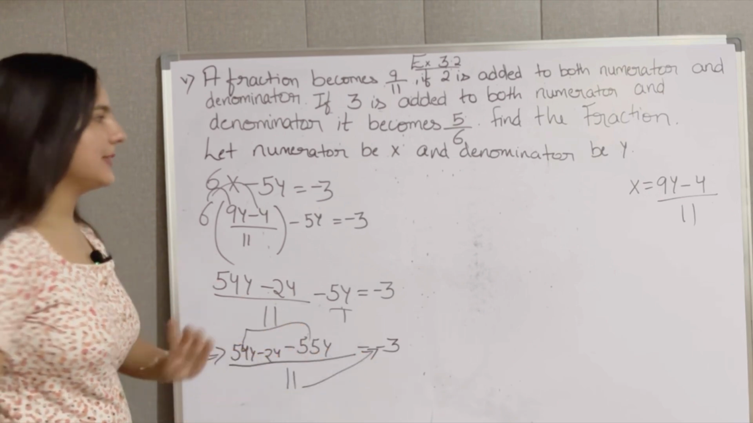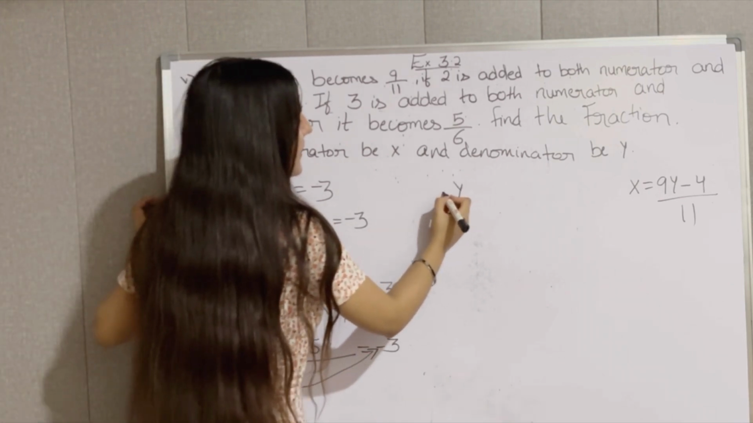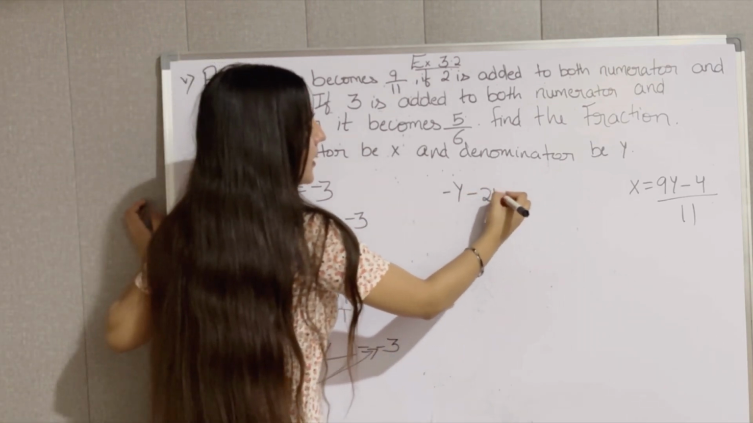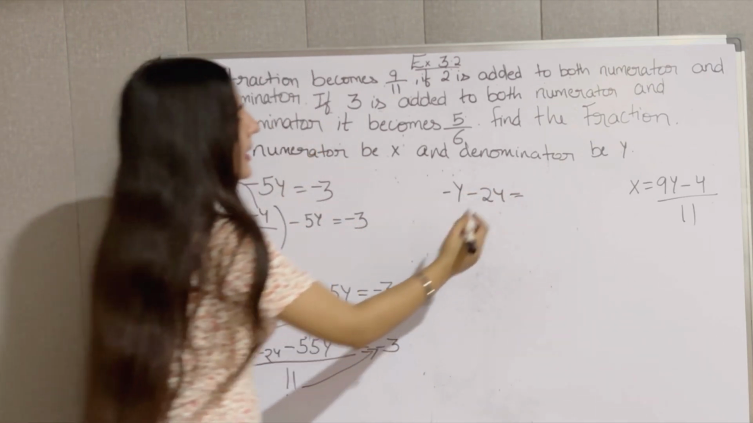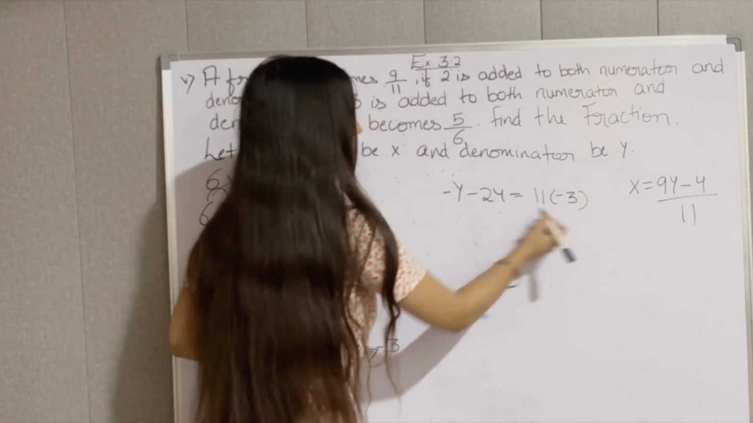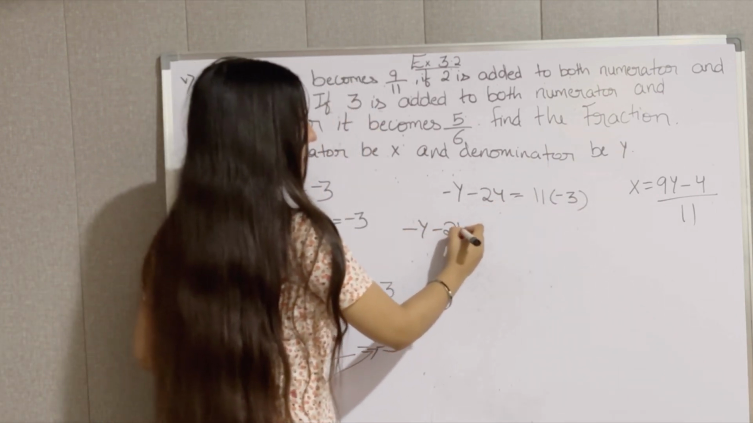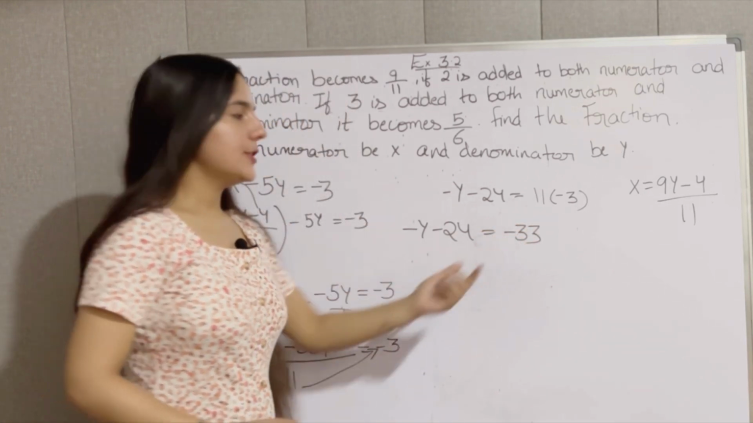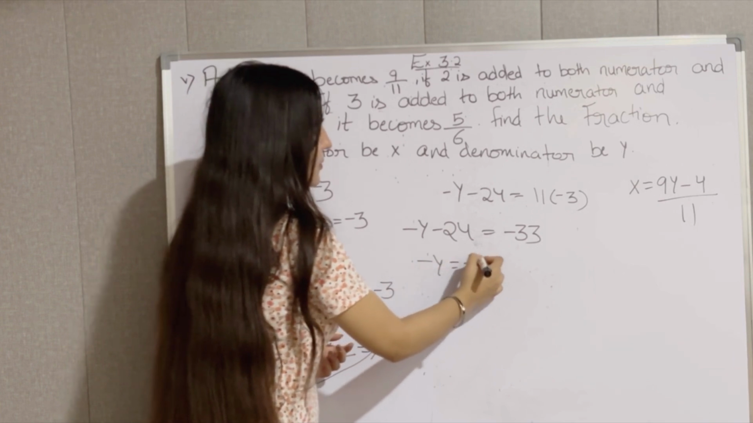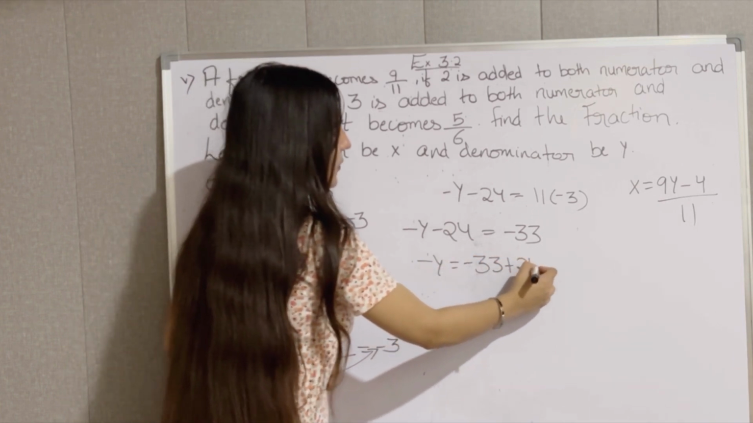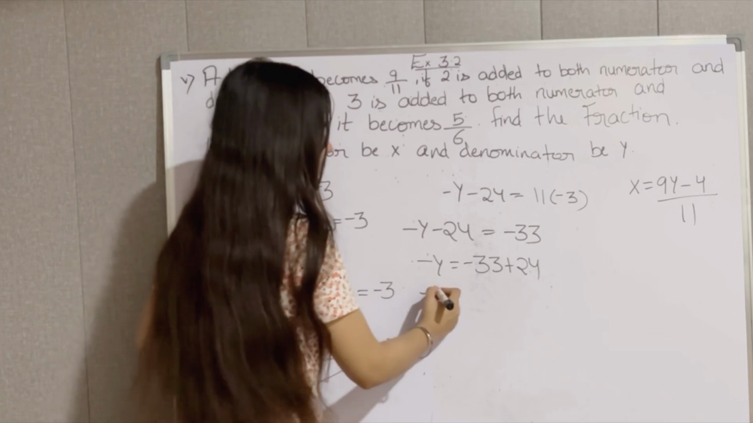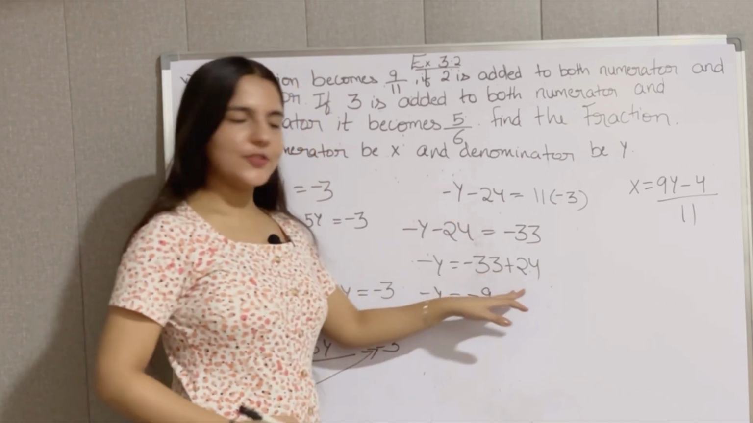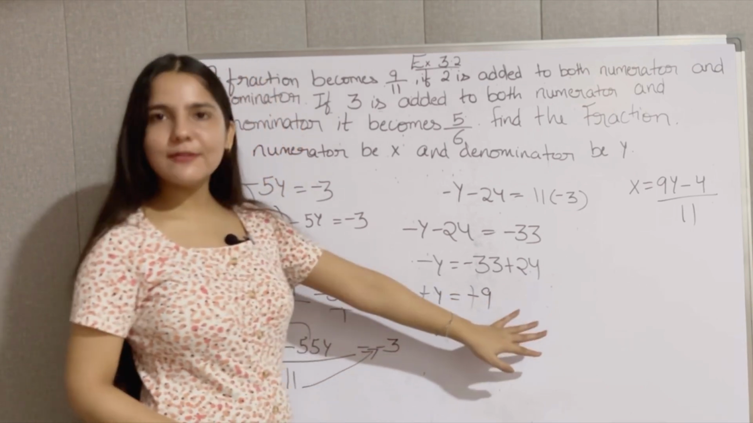54 minus 55 gives us 1, that is y. It will be minus because 55 is bigger and 54 is smaller. Then minus 24 is equal to 11 into minus 3. So 11 into minus 3, minus y minus 24 is equal to minus 33. Now minus 24 will go across, so minus y is equal to minus 33 plus 24. 33 minus 24 is 9, but minus because 33 is bigger. Minus and minus cancel, so the value of y is 9.